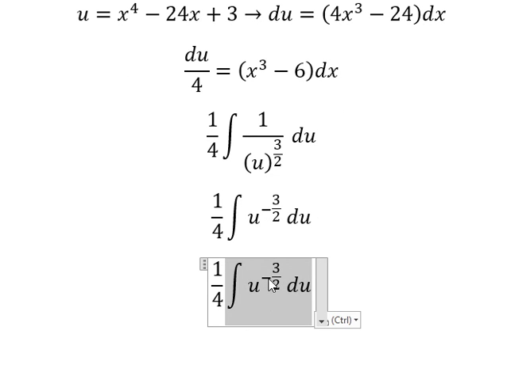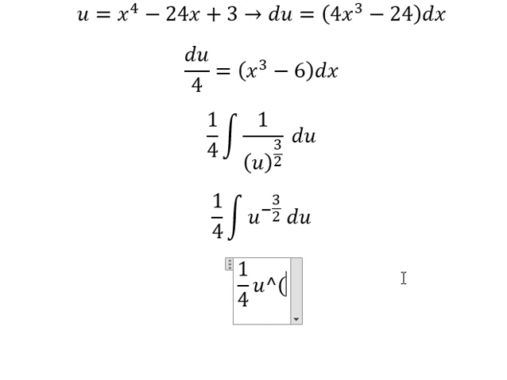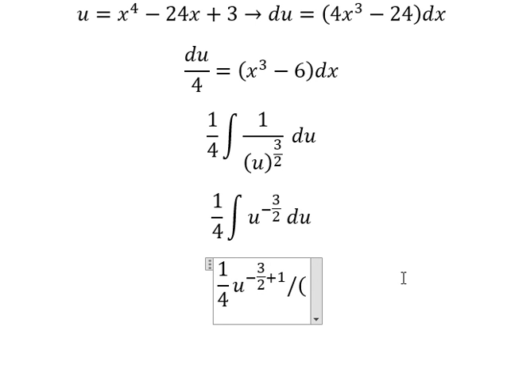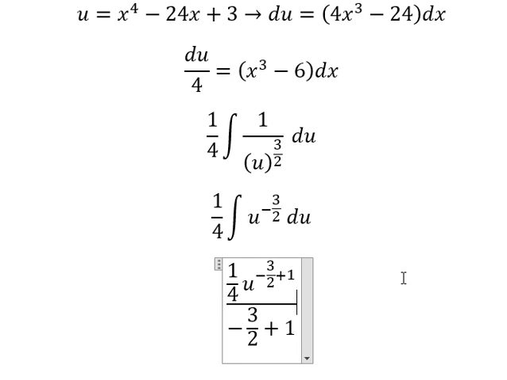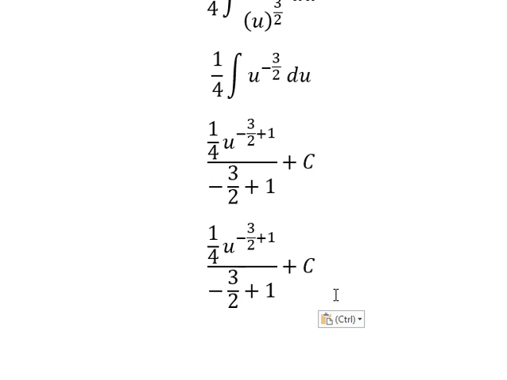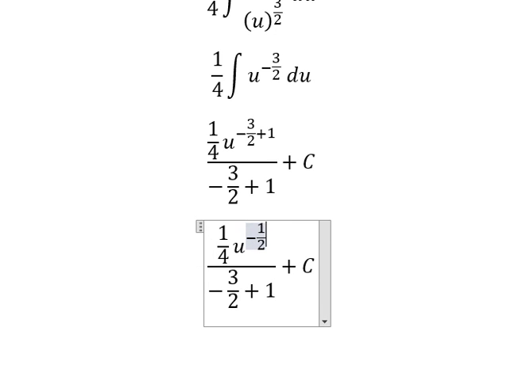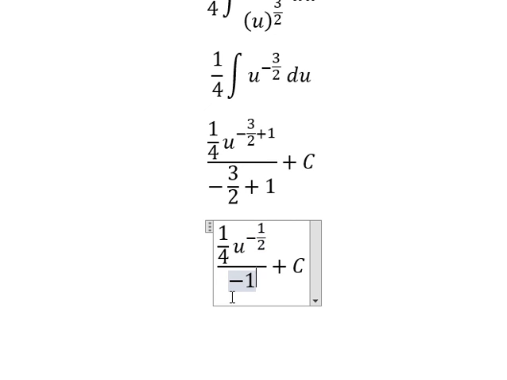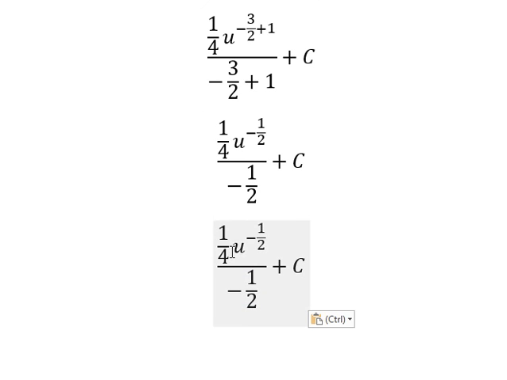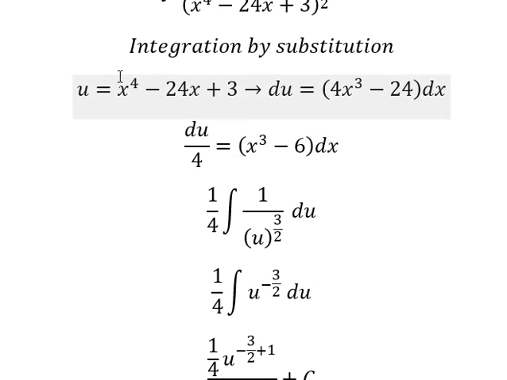So the integration of this one, we have u to the power of negative 3 over 2 plus 1, over negative 3 over 2 plus 1, and we put c. This is negative 1 over 2. Similar for this one. About u, that is this one.